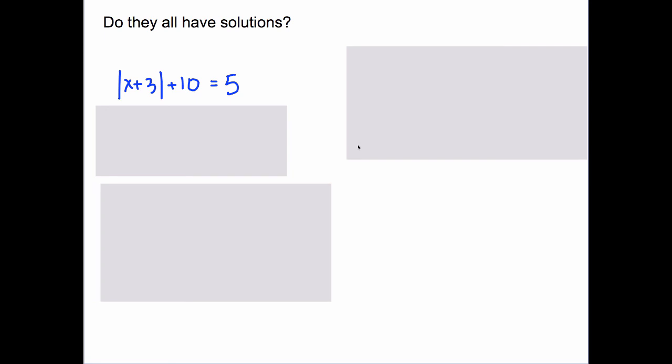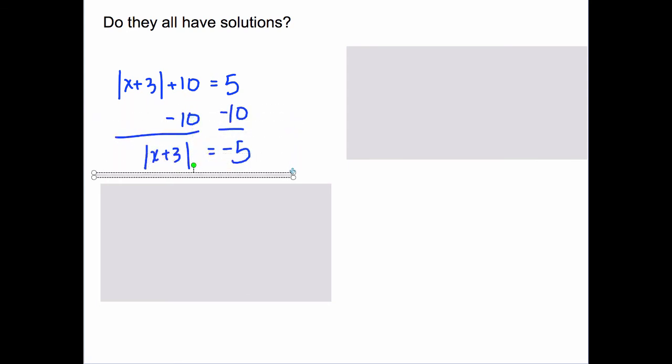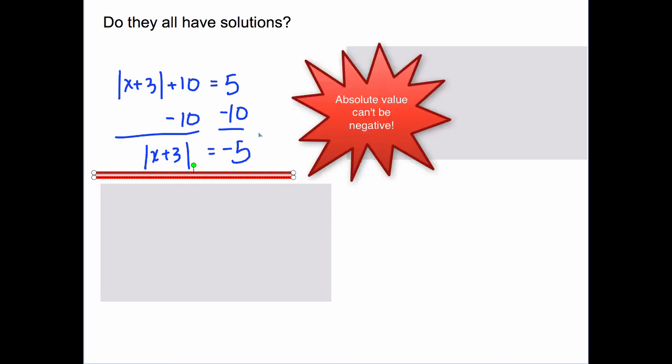Now the last question is, do all of these problems have solutions? If we take a look at this problem, the absolute value of x plus 3, plus 10 equals 5, let's just do our normal solving step. The first thing we would do is subtract 10 from each side. And what we get is the absolute value of x plus 3 equals negative 5. Now, this should be a red flag to you right here, because the absolute value of something can never be negative. So this means that this has no solution.